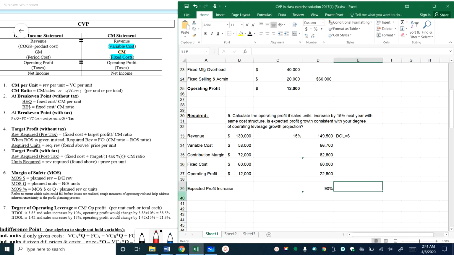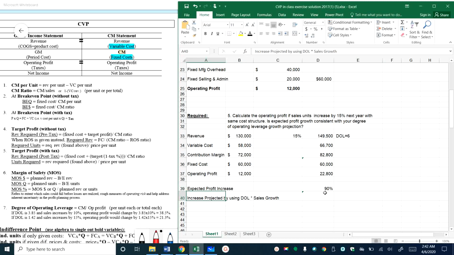And we did that because, remember, we used degree of operating leverage multiplied by sales percent increase to find operating profit increase. So if our degree of operating leverage is 6 times 15, and we're all pretending these are in percents, then it'll increase by 90%. So perfect. So then we expect our operating profit to increase by 90%.